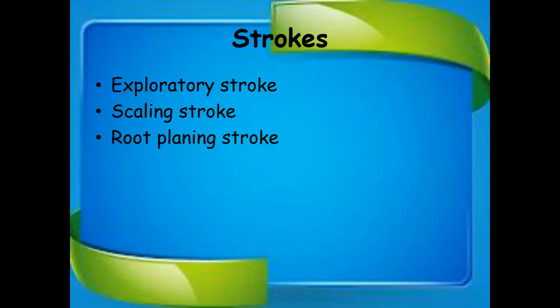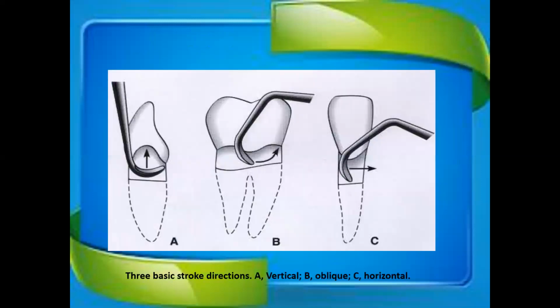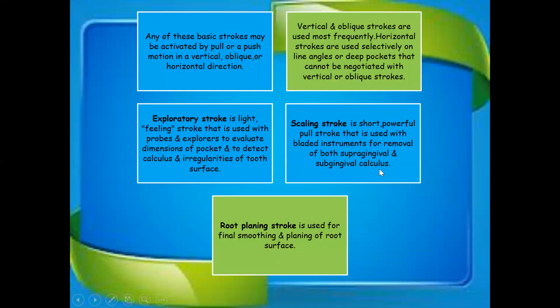So we have three types of strokes. First is exploratory strokes, then scaling strokes, and last one is root planing strokes. I will be discussing these strokes in further slides. Appreciating the picture: vertical stroke, when you are giving strokes in the vertical direction; oblique stroke, when you are giving strokes in the oblique direction; and horizontal stroke, when you are giving strokes in a horizontal direction.